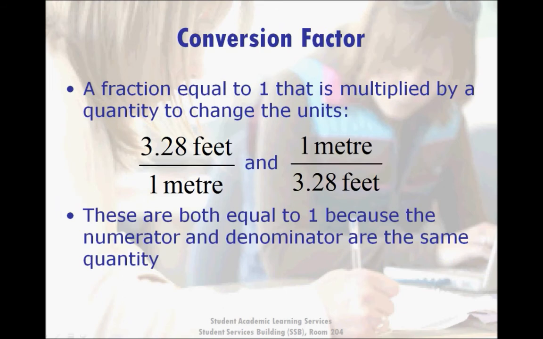The next thing after finding a unit relation is to turn that relation into a conversion factor. A conversion factor is a ratio or fraction that is actually equal to 1 that can be multiplied by a quantity to change its unit of measurement. The two conversion factors here both came from the unit relation 1 meter equals 3.28 feet. These fractions are both equal to 1 because the top and the bottom of these fractions are actually the same quantity, and any fraction where the numerator and denominator are the same is always equal to 1.